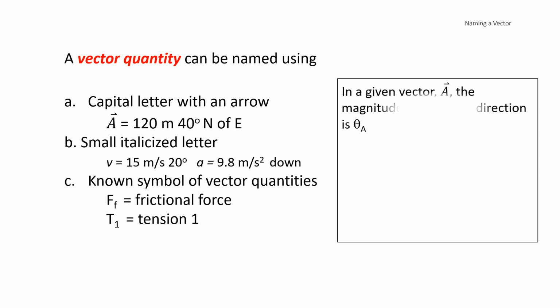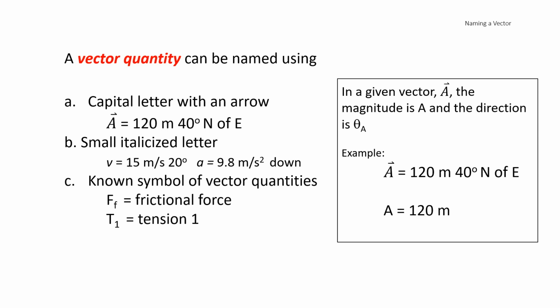In any given vector, say vector A, the vector's magnitude is A and the direction of the vector is theta sub A. For example, vector A equals 120 meters, 40 degrees north of east. The magnitude of the vector A is equal to 120 meters, and the direction theta sub A is 40 degrees north of east.